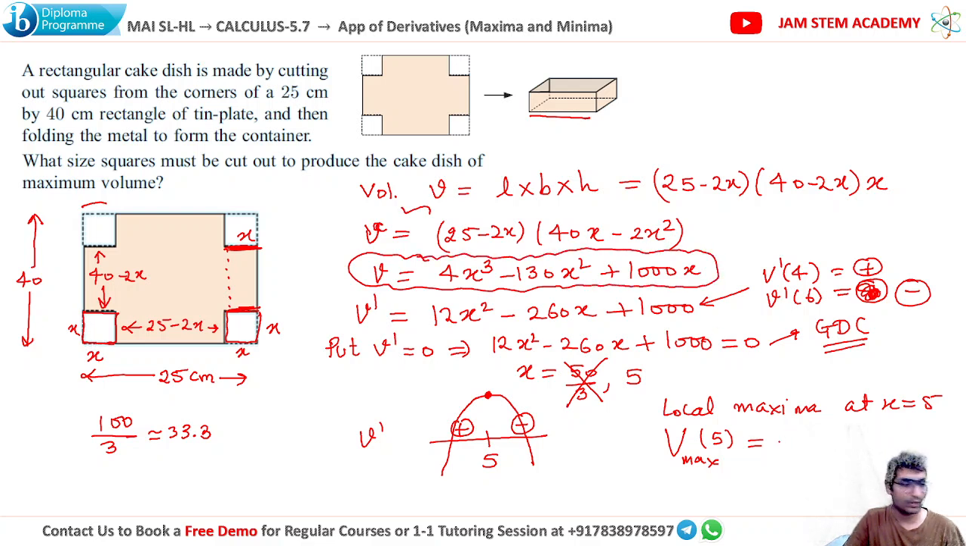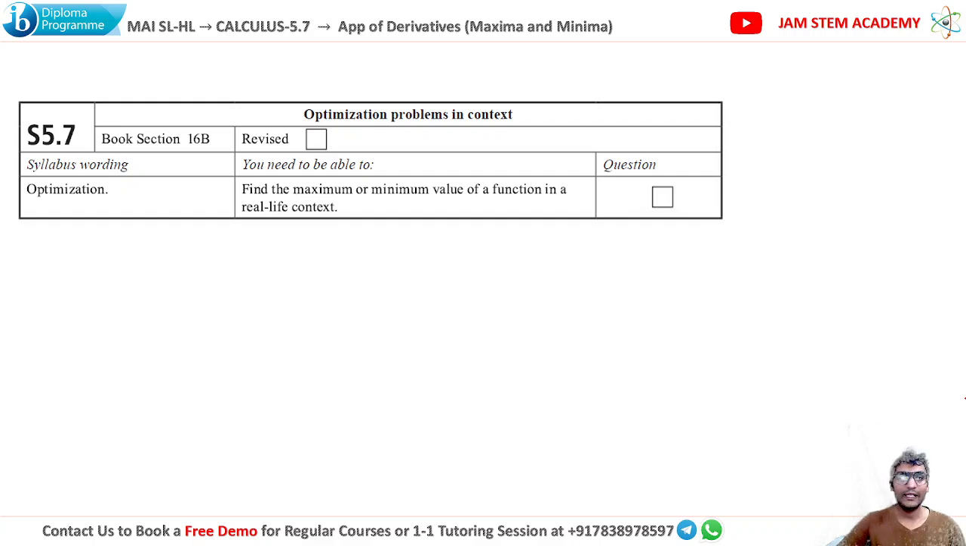I already calculated that, once you put x equals to 5, you will get 2250 cubic centimeter is the maximum volume which is obtained when you cut out squares of side length 5 centimeter from each corner. Then you will get maximum volume of the box. So you will get these type of questions only in this part.